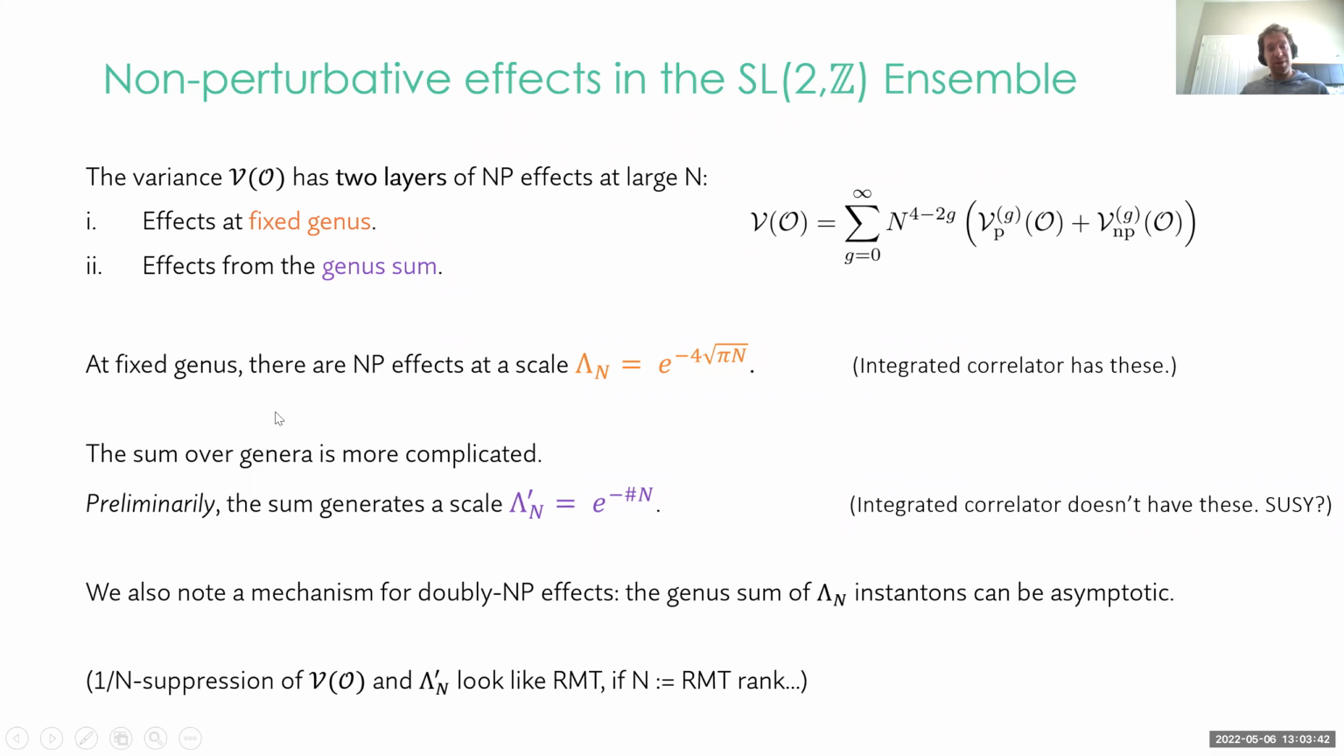The sum over genus is more complicated. We're still trying to understand this. Preliminarily, it seems the sum can generate scales e to the minus n times a number. And it's possible that there would be doubly non-perturbative effects if the genus sum over these is itself asymptotic. We haven't determined whether and when that actually happens, but it seems to be a rich problem, which would be nice to understand more. So we're trying.